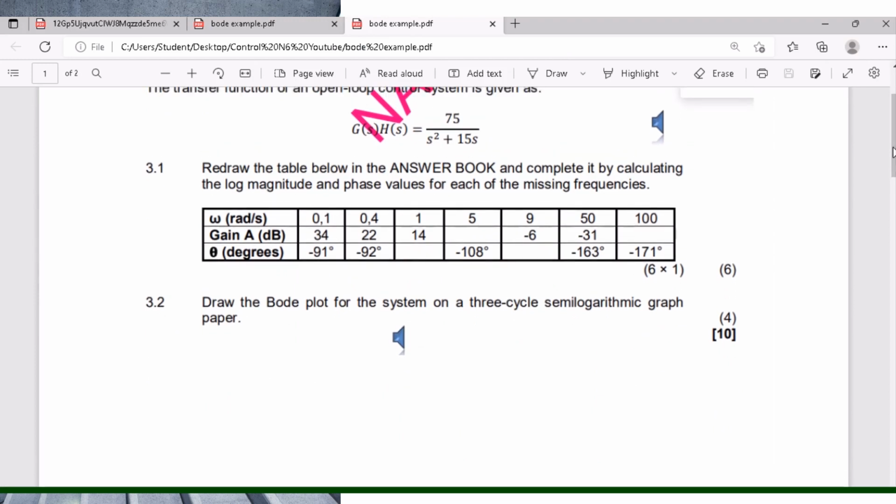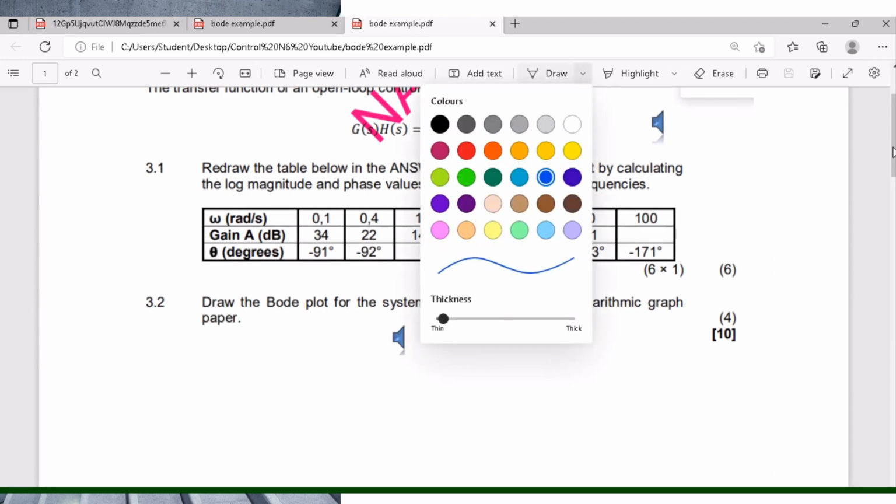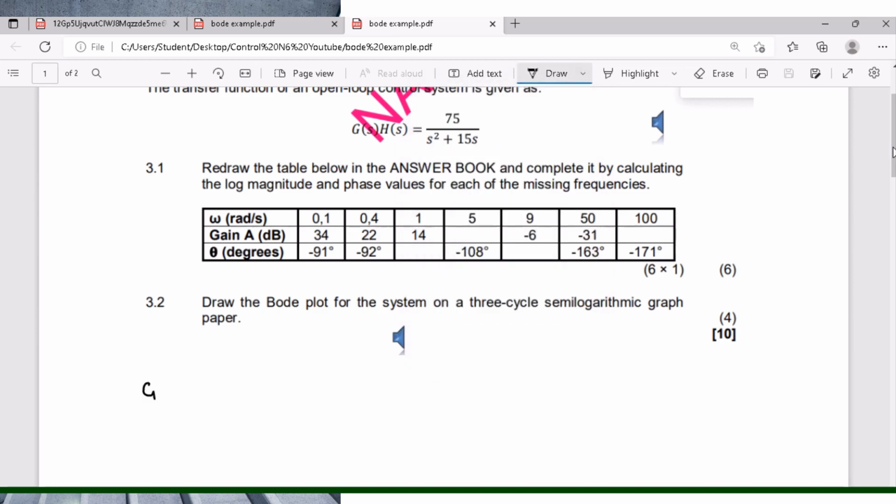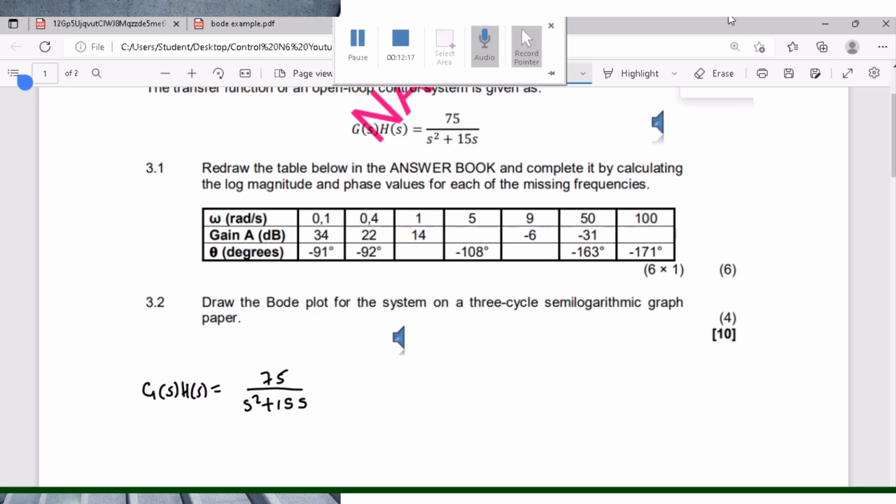So first let me write our question. We have G(s)H(s) equals 75 over, and guys, for this question you have to make sure you practiced or you still remember your complex numbers, so make sure. Okay, let's get going.